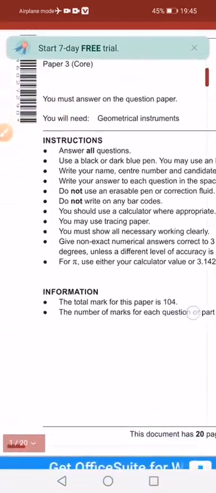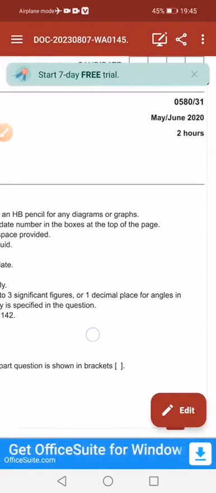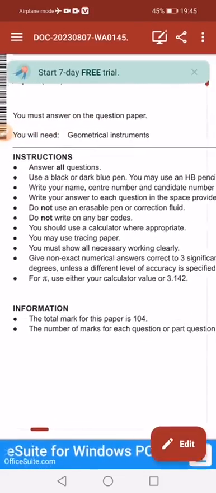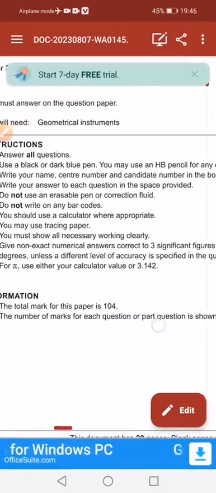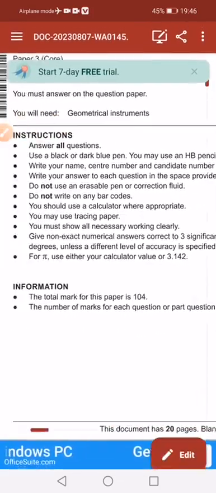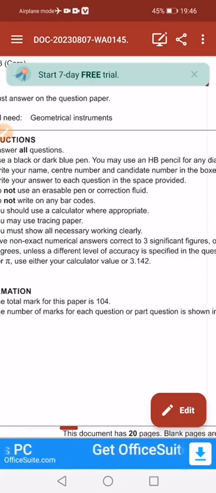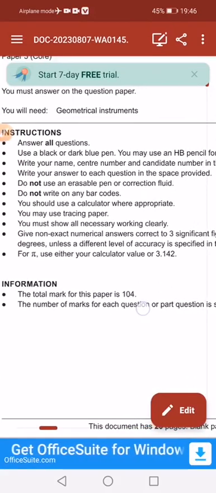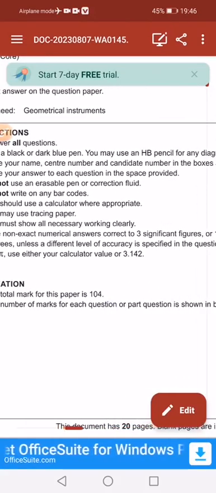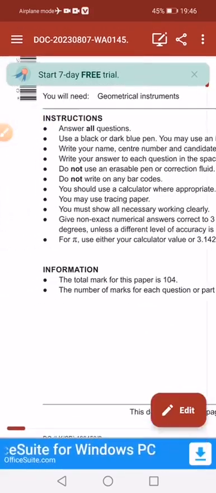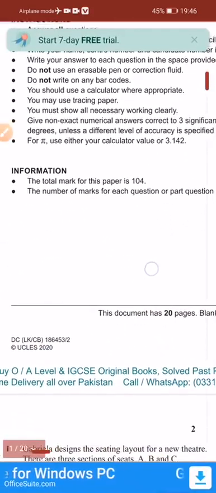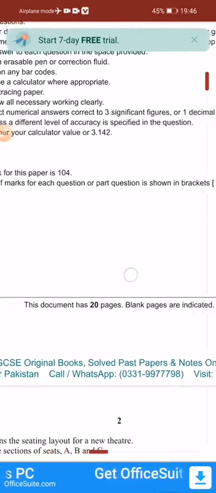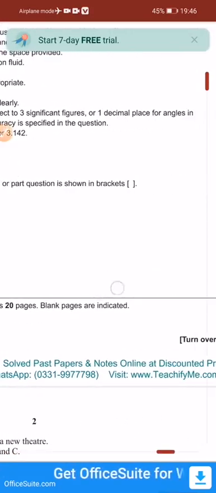So you have to be careful. Where angles are in degrees, you have to leave your answer correct to 1 decimal place, unless a different level of accuracy is specified in the question. Okay, for pi, use either your calculator value or 3.142. Right, information, the total mark for this paper is 104. The number of marks for each question or part question is shown in brackets.